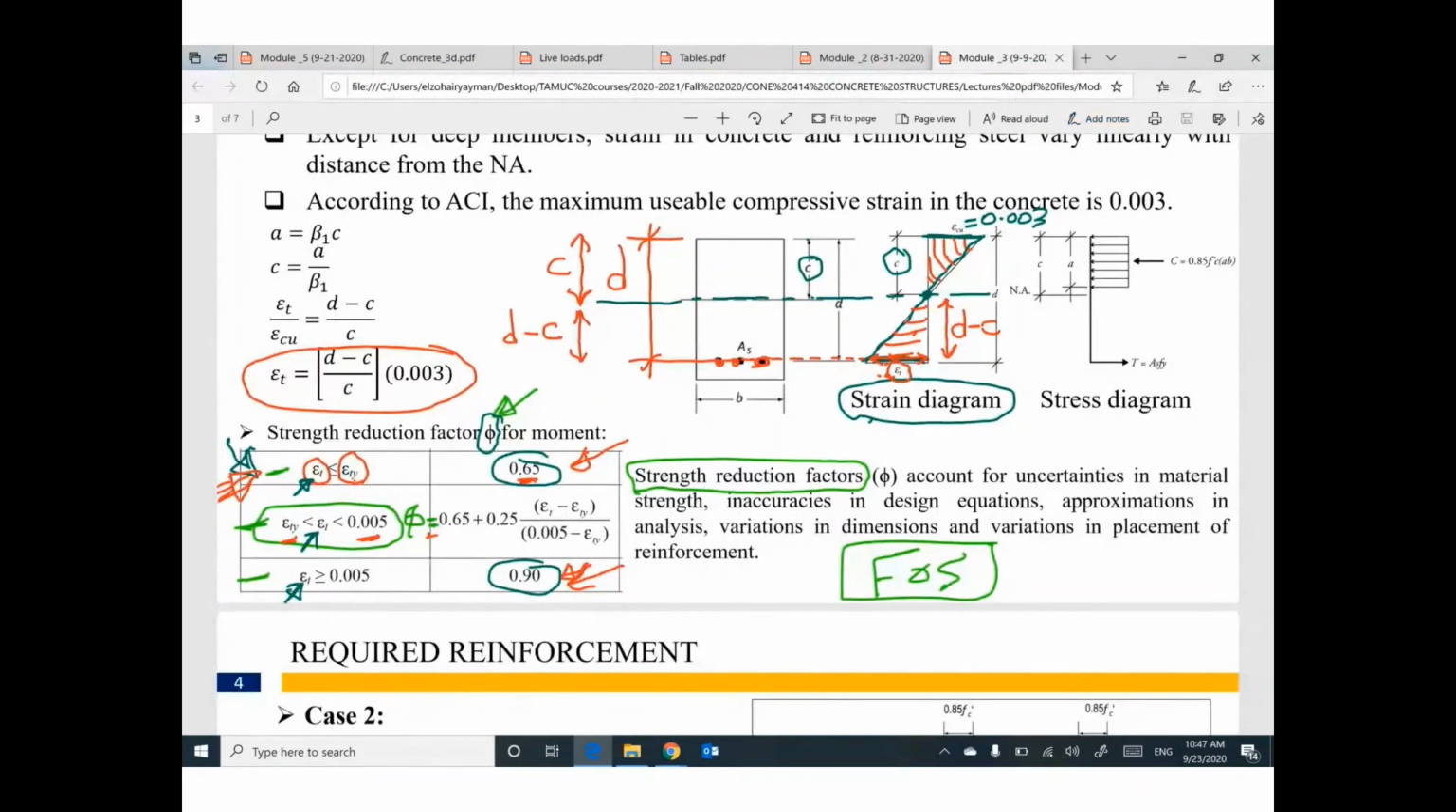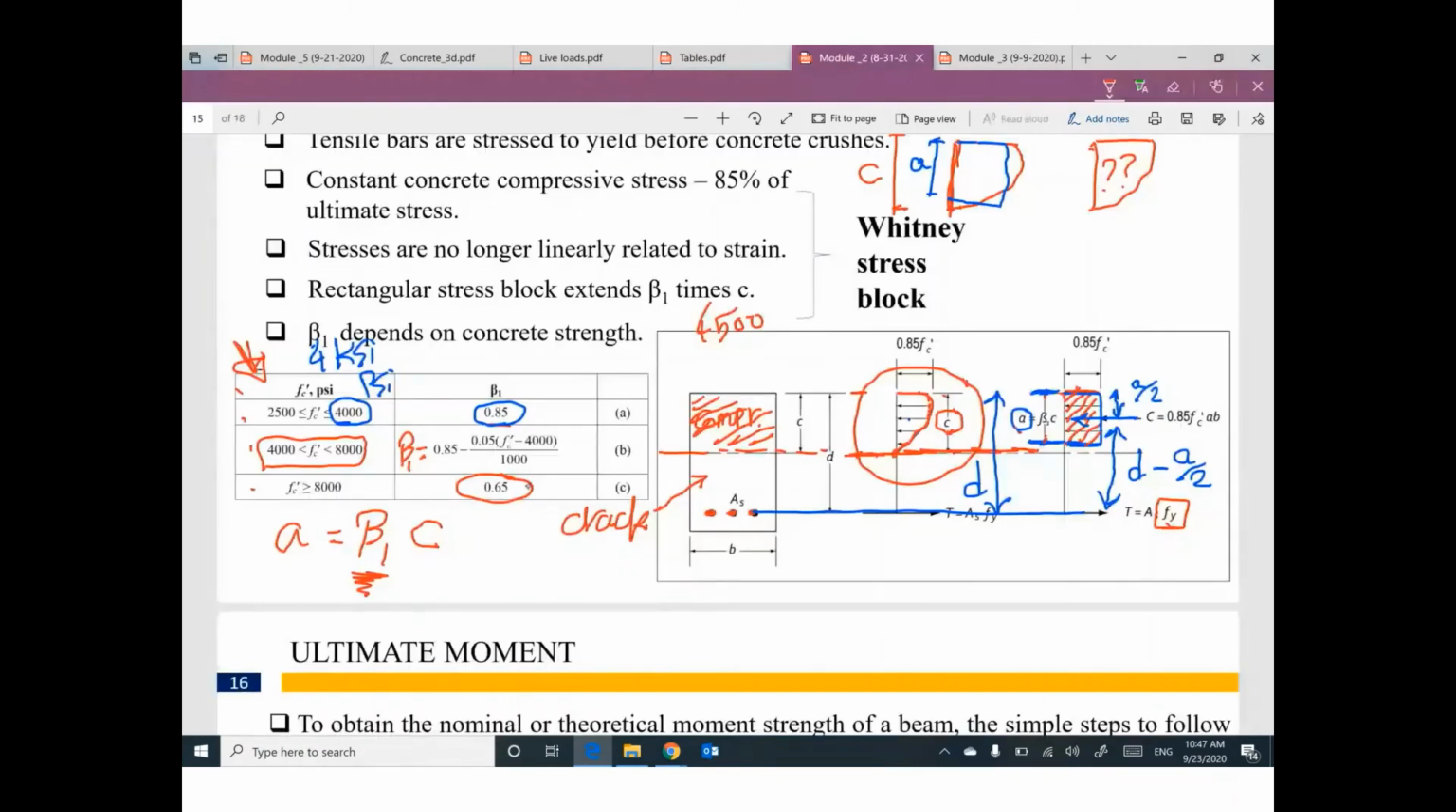Module number 2. Based on f prime c, I can figure out the value of beta 1. Watch out, the value here is constant. I didn't mention this value is beta f prime c. No, this value is constant all the time, whatever the value of f prime c, 0.85. This is a different story, okay? So beta 1 based on this table and f prime c 4,500 is this number.